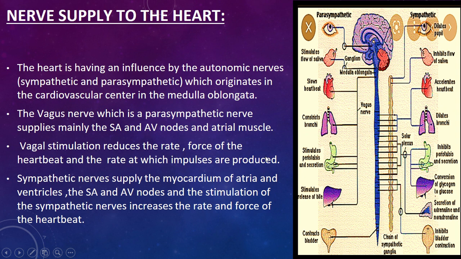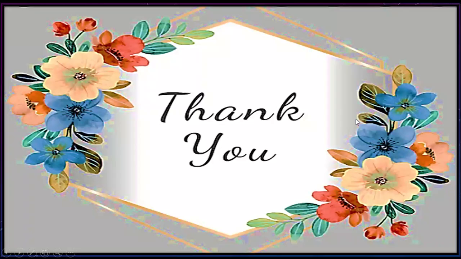Everything is increased. This sympathetic nerve supply happens only when we are in a fight-or-flight reaction. At that time only the sympathetic happens. The parasympathetic happens when we are at rest, when we are sitting, standing, lying down, everything. When we are at rest, this parasympathetic nerve stimulation happens, and that is through the vagus nerve. Okay, so this is all about the conducting system of the heart.